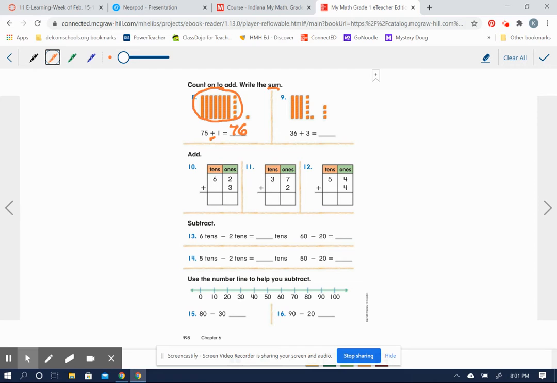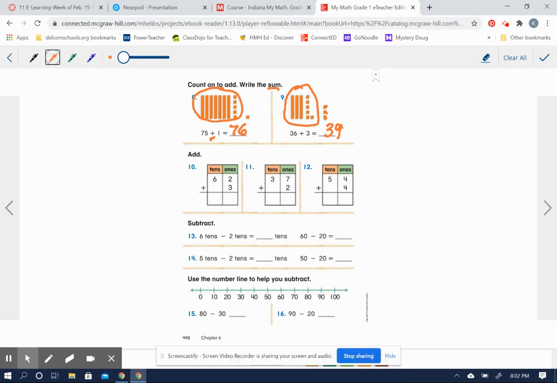76, isn't it? Okay, now we're going to add 36 plus 3. So here is 36. Count on 3 more. What's after 36? 37, 38, 39. Okay, just counting on a few ones here. Pretty simple just to count on.